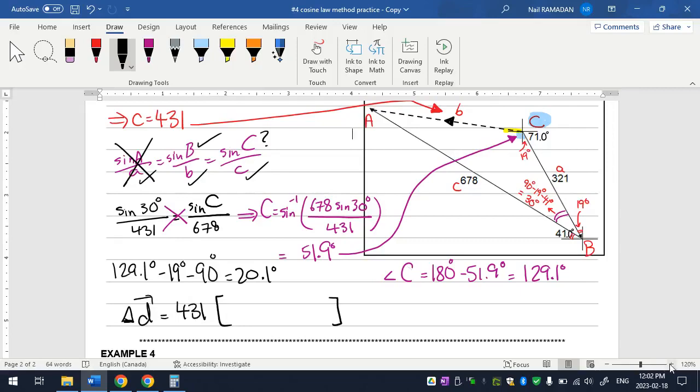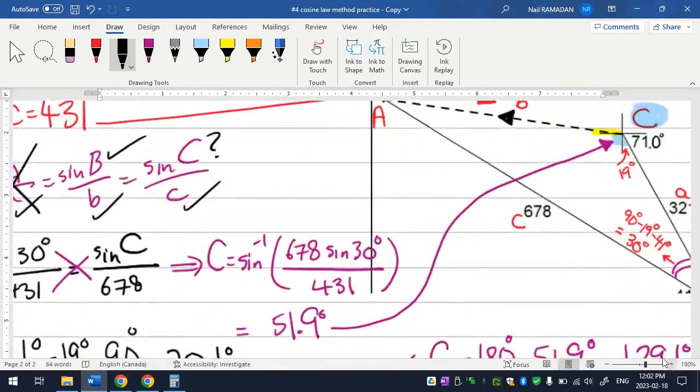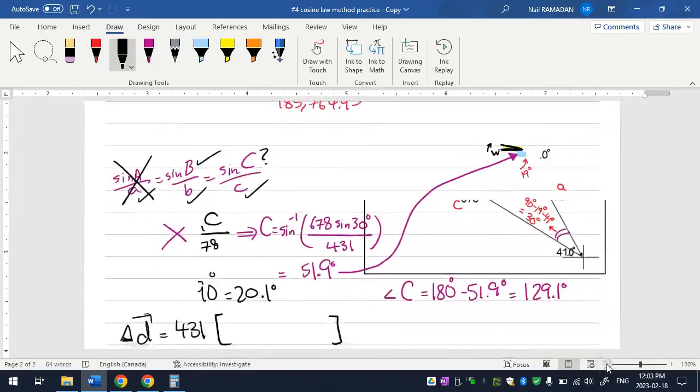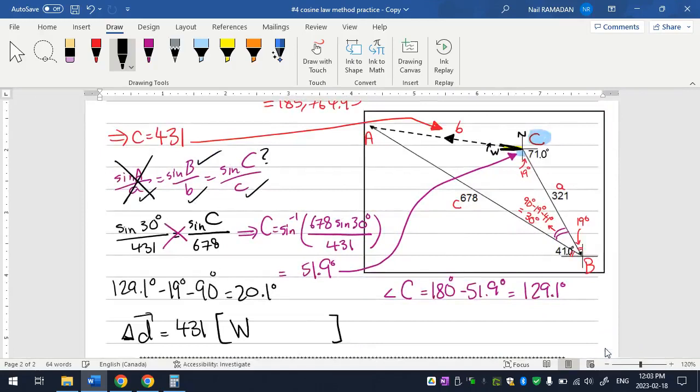Well, if you look at your angle, it is right here, which is west, and then you went north. It's in the northwest quadrant, but because it has a base on the west, it's west north. So your final answer is west north, and we just established it's 21.1 degrees.